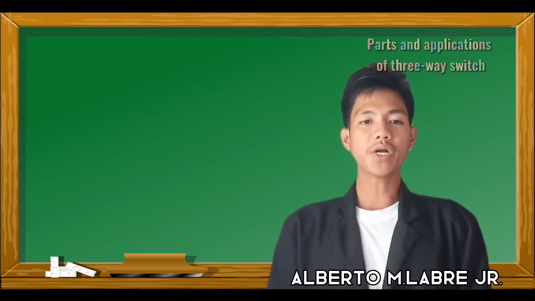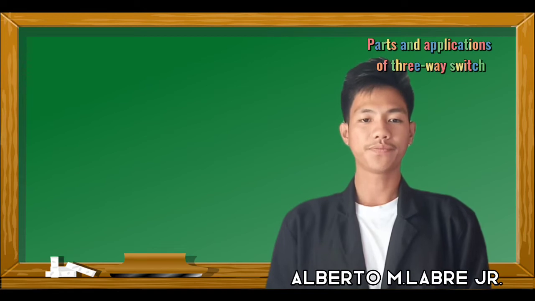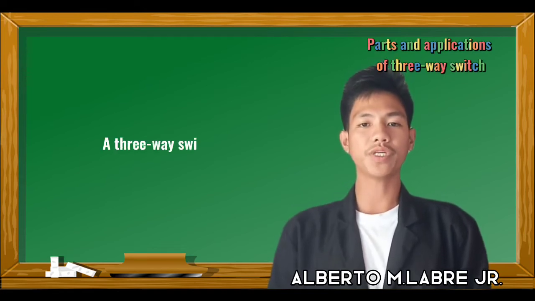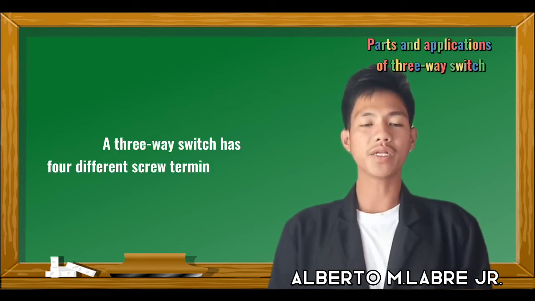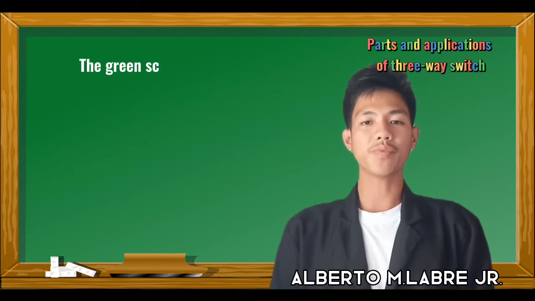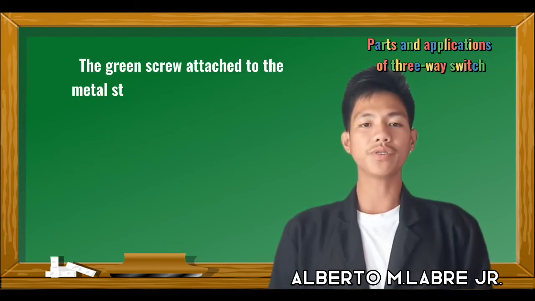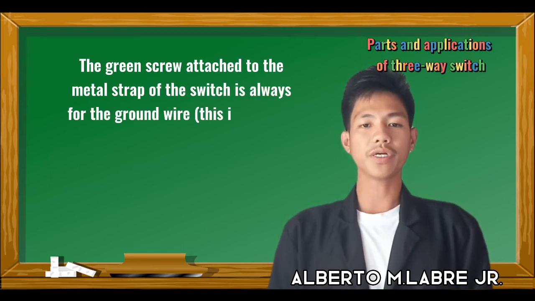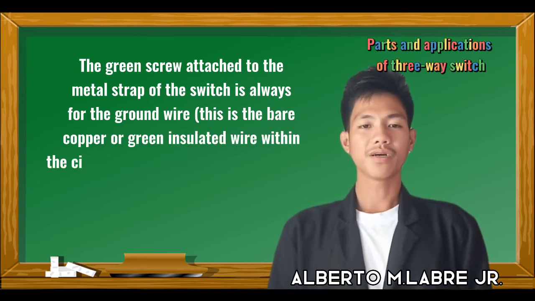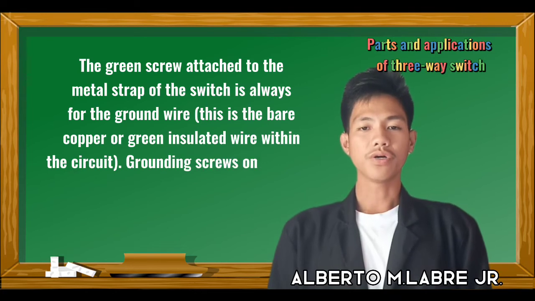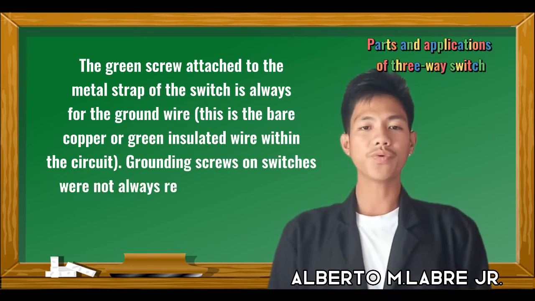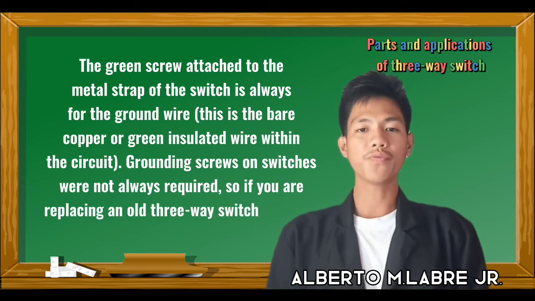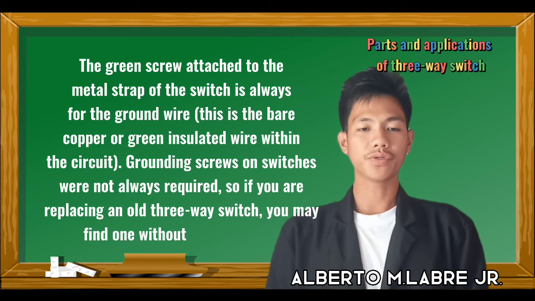Number 2. Parts and application of a three-way switch. A three-way switch has four different screw terminals on its body. The green screw attached to the metal strap of the switch is always for the ground wire. This is the bare copper or green insulated wire within the circuit. Grounding screws on switches were not always required, so if you are replacing an old three-way switch, you may find one without the grounding screw.